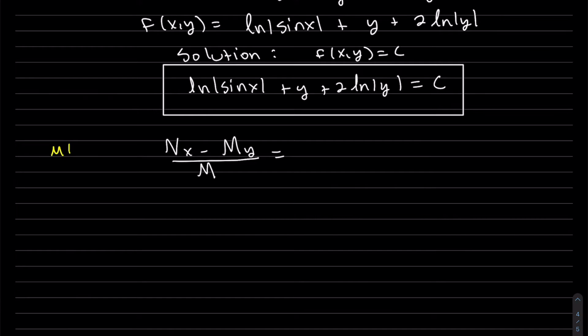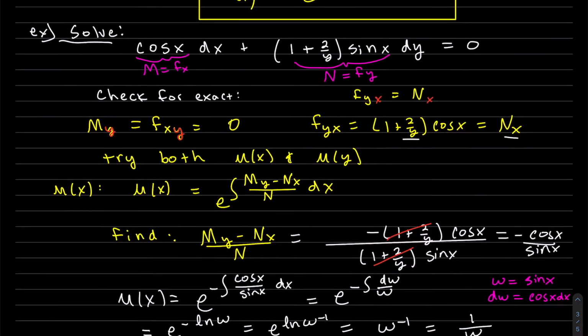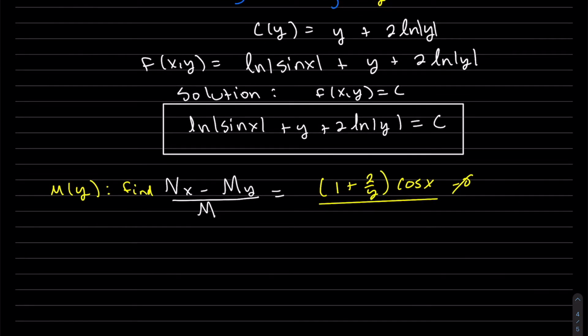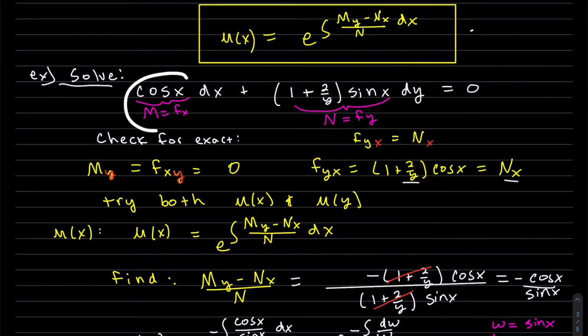so mu of y, we want to find this first. It's our original. M of y is 0, and N of x is this. 1 plus 2 over y. Starts with N of x, which is 1 plus 2 over y cosine of x, and that's minus 0, which is gone, all divided by M. M, it's right here, cosine of x.